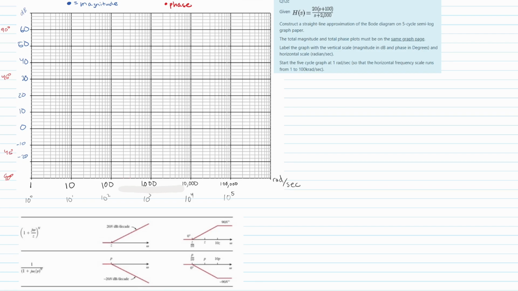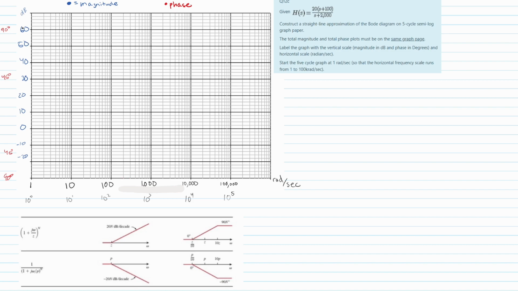We're going to be looking at another quiz example, so we're constructing a straight line approximation for our Bode diagram. We are using the log paper, and I've already written out the dB and rads per second. On the horizontal line, we have rads per second, going from 10 to the 0th to 10 to the first, 10 to the second, and so forth, and I've also written out the actual numbers.